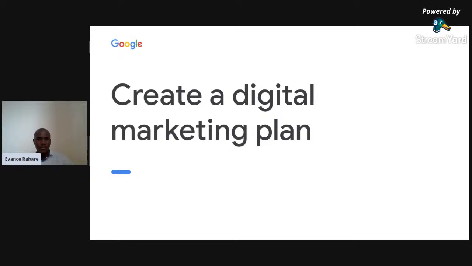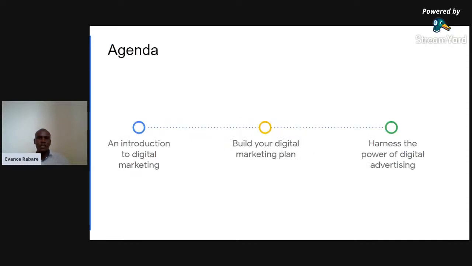So on to today's topic, which is creating a digital marketing plan. We are going to look at three broad objectives. We are going to look at what digital marketing is and why it is so useful for businesses. Thereafter, we are going to look at how you can devise your very own digital marketing plan.